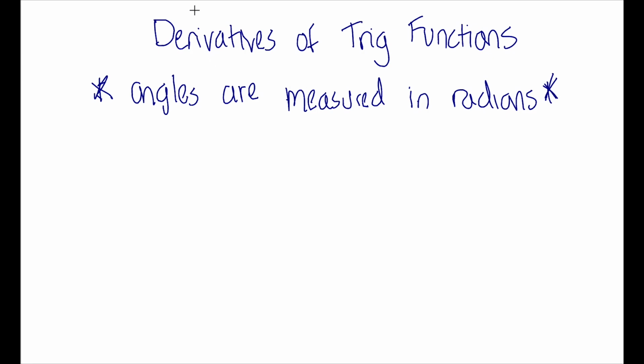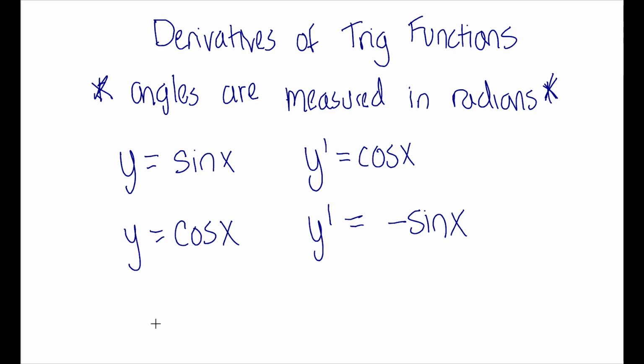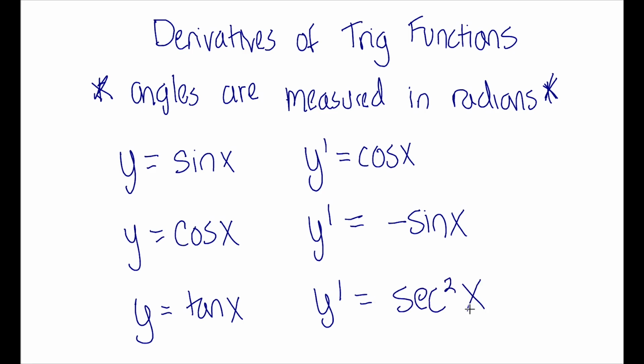So essentially, when you're doing calculus with trig functions, you're just going to think about radians. If my equation is sine x, the derivative is cosine x. And these are on your formula sheet, so use it as needed. If the original equation is cosine of x, then the derivative is negative, or the opposite of sine of x. And if it's tangent of x, the derivative is secant squared x. So let's look at some examples.